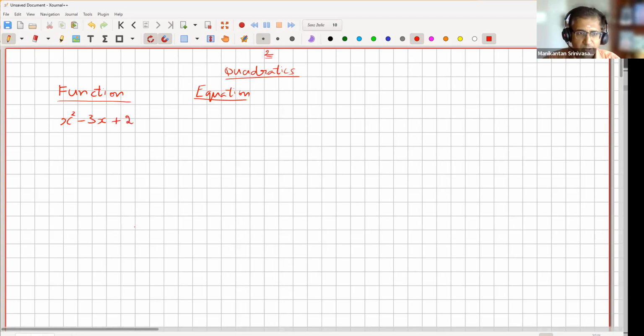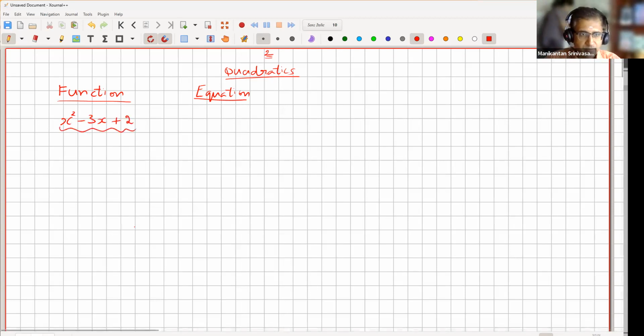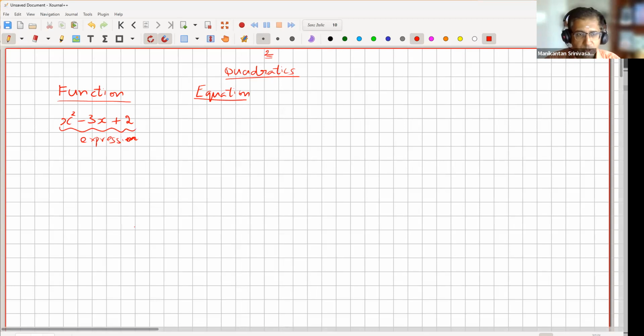So this is an expression. Rather than me having to write this entire big thing every single time, if I call it a small name called y, then it becomes a function. So this is a function. In layman's words, a function is a relation between two variables, y and x. x is the independent variable. y is the dependent variable in this case.